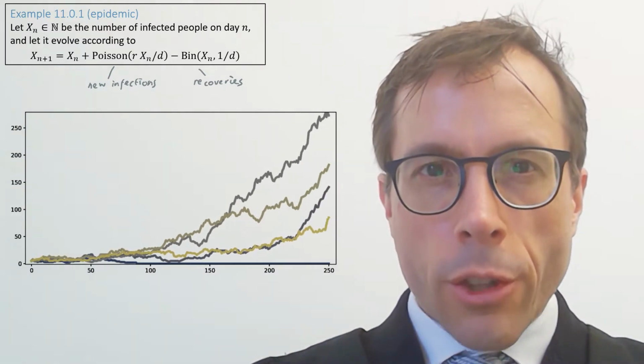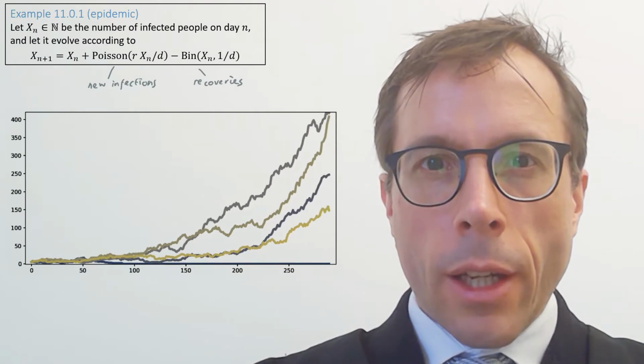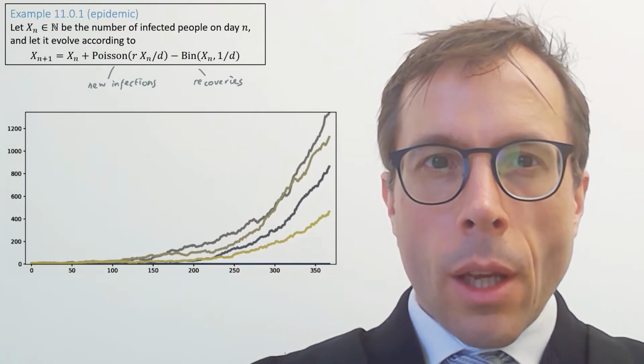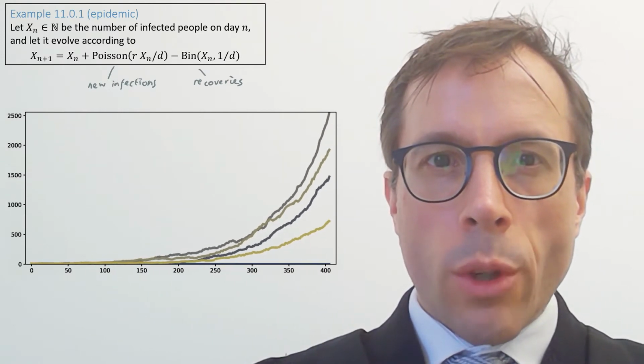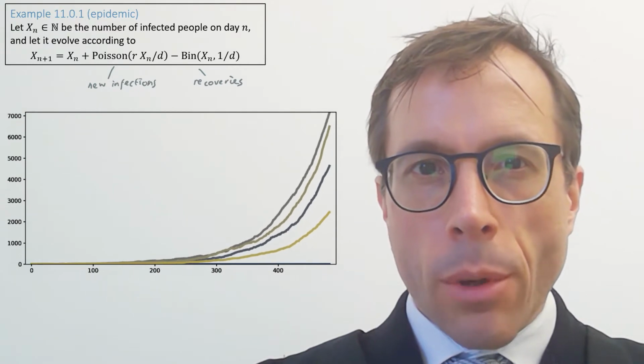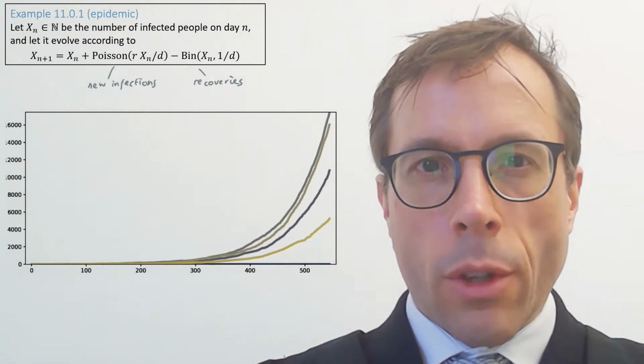In some of the simulations, the epidemic dies out completely. It ends up in state xn equals 0, and it stays there. In other simulations, it switches into an almost perfectly deterministic exponential growth curve. Same parameters, it's purely down to chance which happens.